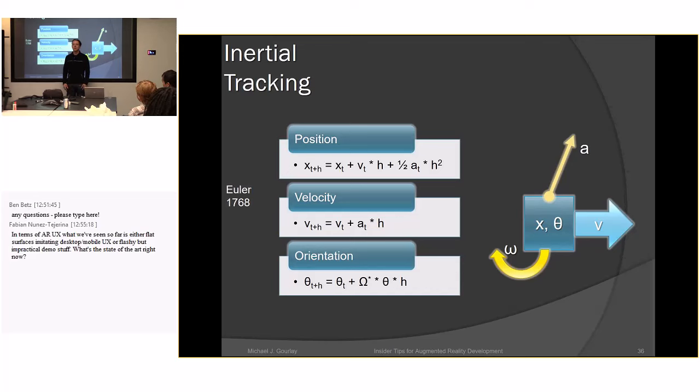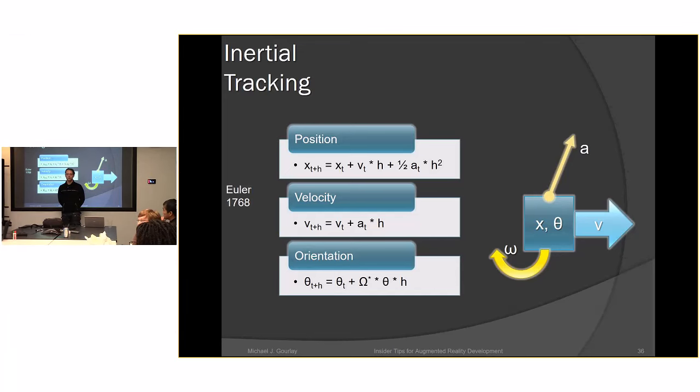Yeah. There's a remote question, which is, in terms of augmented reality UX, a lot of what we've seen so far is either flat surfaces imitating desktop or mobile UX, or apparently flashy but impractical demo stuff. What's the state of the art right now? So the thing about the flat stuff is it's really legacy and you have to support it. If you put on a HoloLens and go to the store, you'll see most or all of what we call flat apps. In other words, if there's a universal app in the Windows Store, it just runs on HoloLens. It's not because we think it's the best way to use a HoloLens, but you have to support it.